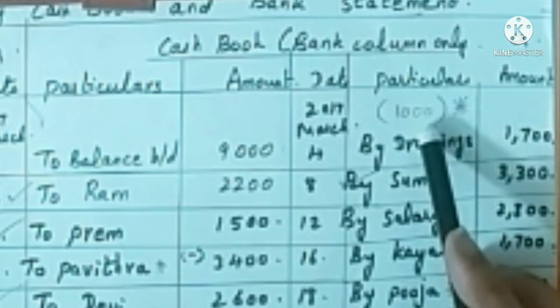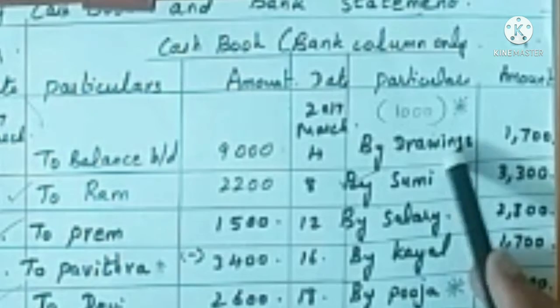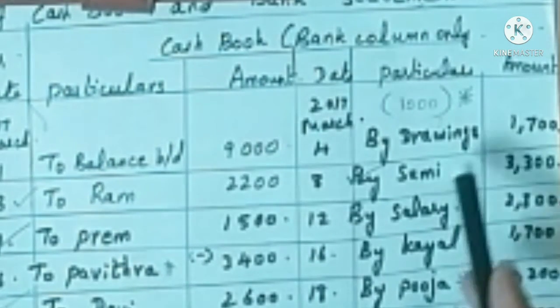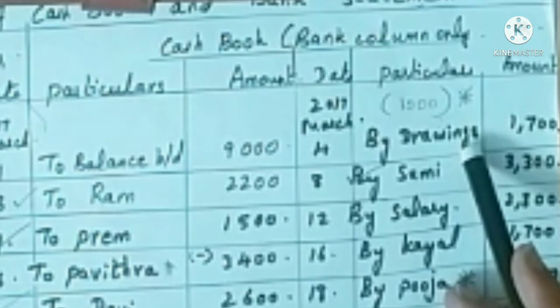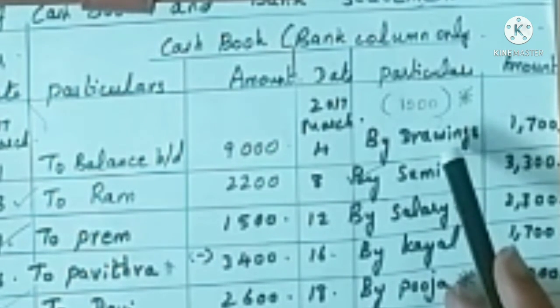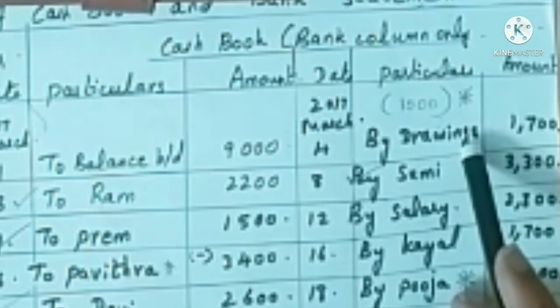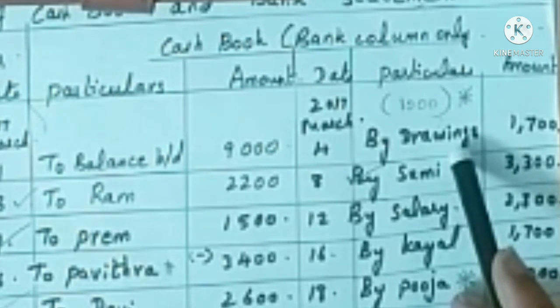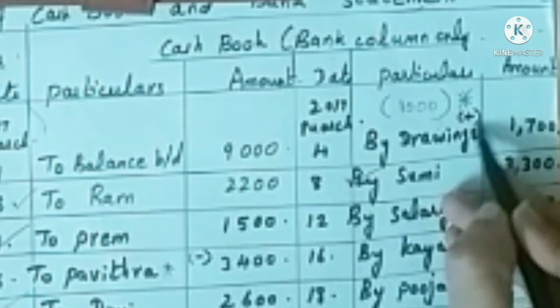So what happens to the passbook balance? The passbook balance is now increasing because the drawings is shown on the credit side. Drawings is shown on the credit side of the cash book, so it should be shown on the debit side of the passbook. Only rupees 700 is recorded in the passbook. 1000 rupees is not recorded in the passbook. This causes the increase in passbook balance. So rupees 1000 has to be added. I already said that we have to focus only on the passbook. So we have to add rupees 1000.